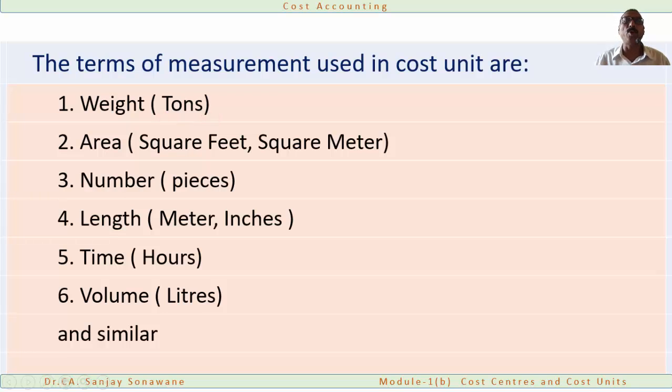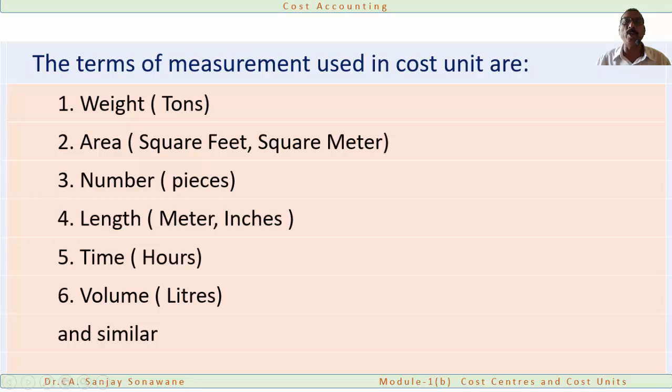Similarly, if cost unit is calculated in area, for example you are painting a room, you will talk about the area. So square feet, square meter. That would be the cost unit. If something is calculated in terms of number, then we'll say pieces. If something is calculated in terms of length, obviously we'll take meters. We will take inches, depending on the value of the goods.